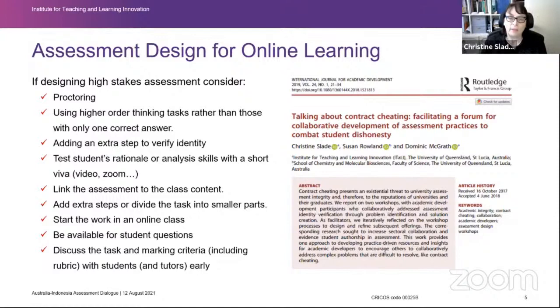And that's another paper we wrote earlier on, but it does give lists of types of things you can do in assessment to reduce cheating.